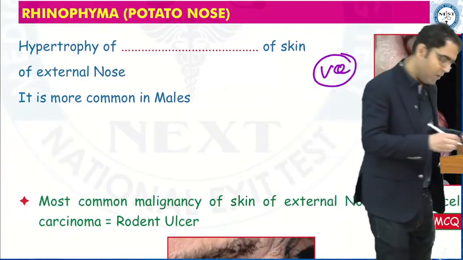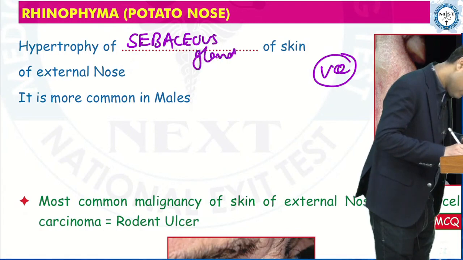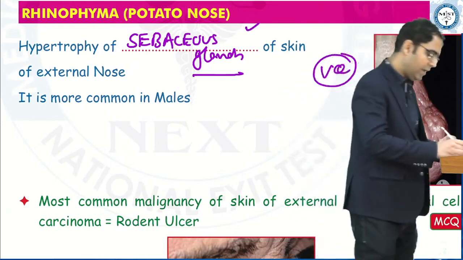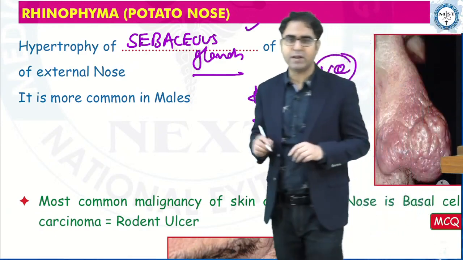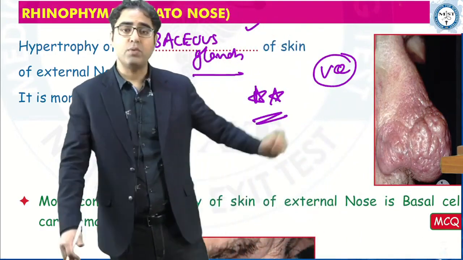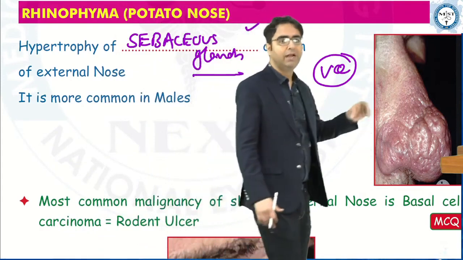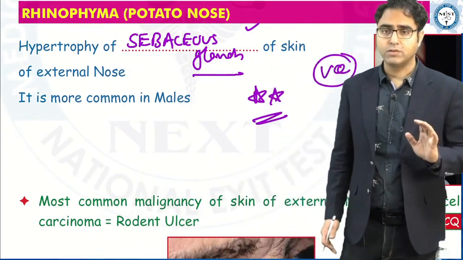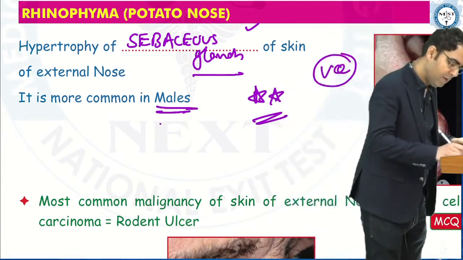It is hypertrophy of sebaceous glands of skin of external nose. That's MCQ. It is not a tumor, it's only hypertrophy. Please don't forget rhinophyma, potato nose, hypertrophy of sebaceous glands of skin of external nose. It's not a tumor, only a cosmetic problem. It's more common in males.